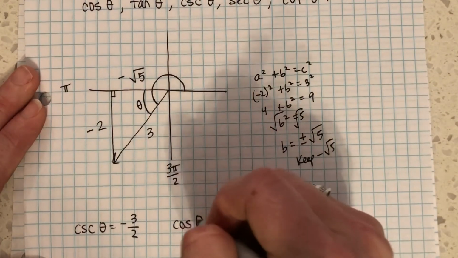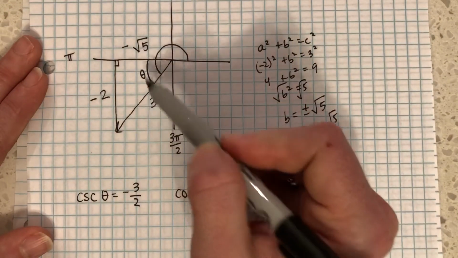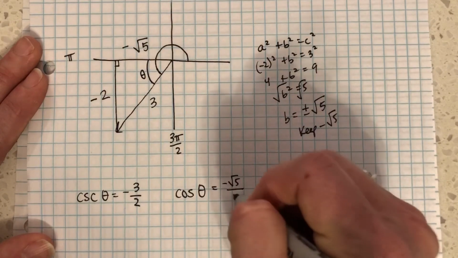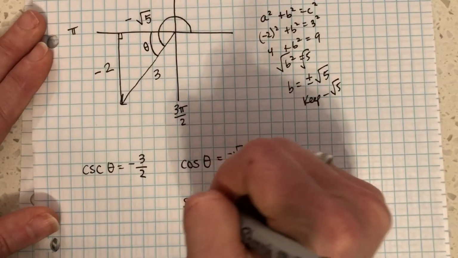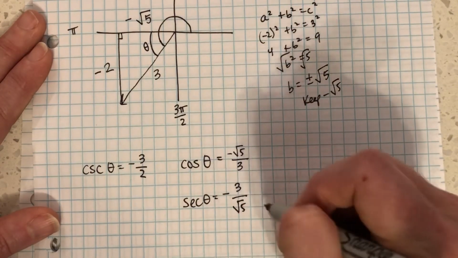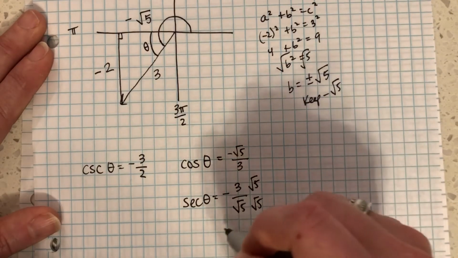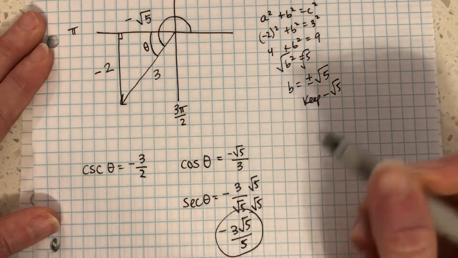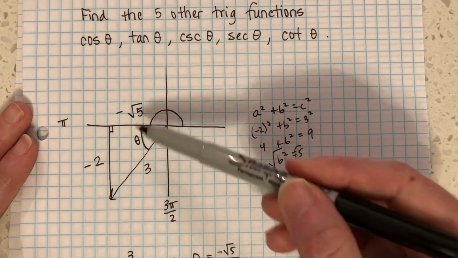All right, let's do cosine. The cosine of angle theta would have been A/H or X/R. It's negative √5/3. All right, well then his reciprocal, the secant of angle theta, just flip him over. It's negative 3/√5. Clean it up. And you get negative 3√5/5. And you could have gone back to your triangle and did H/A or R/X.